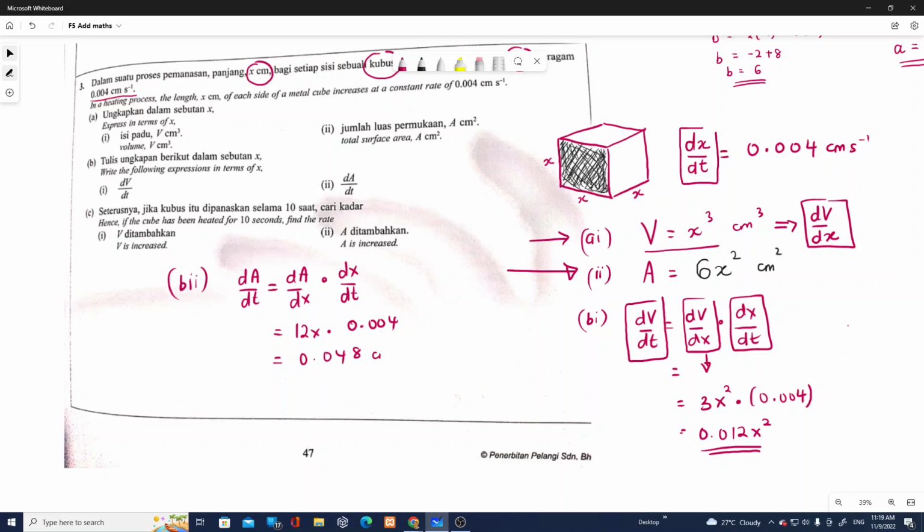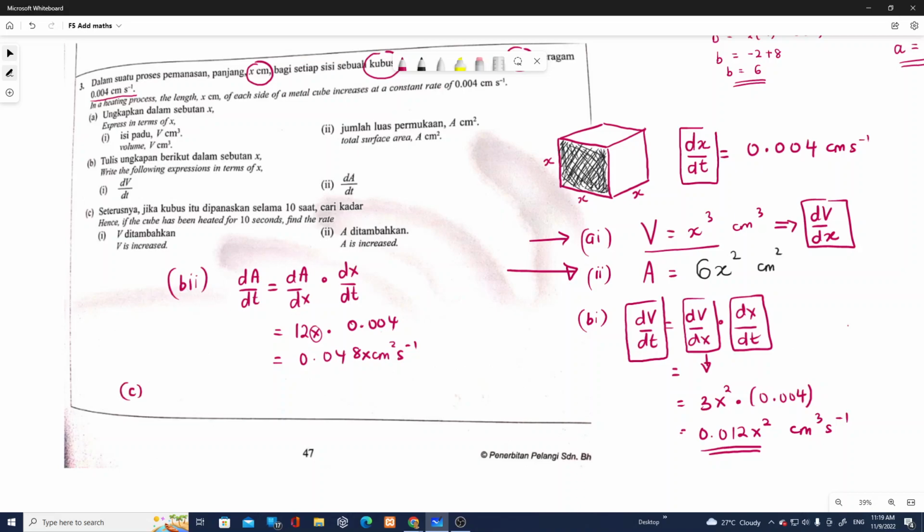Area, jadi cm persegi per saat, cm kuasa 2 s tolak 1. Okey, yang tadi itu ialah cm padu s tolak 1. Faiz, understand? We need in terms of x, right? Oh yeah, there's an x here, forgot. Ada x di sini. Okey, selesai.